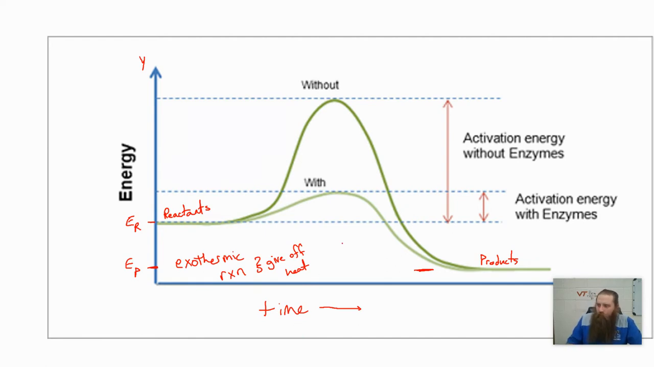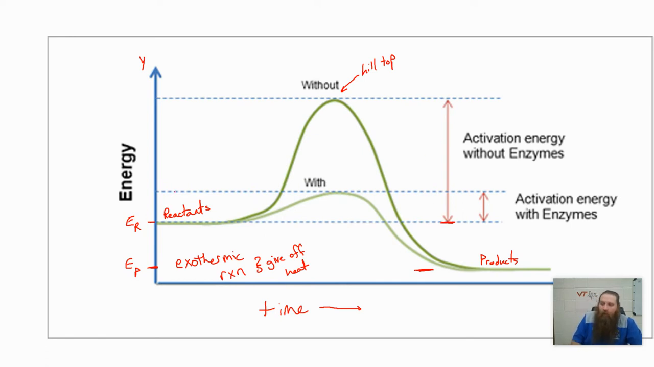Now, as far as the catalyst, you can see we've got two lines here, a dark green line and a light green line. The dark green line is how much energy is required to start the reaction without a catalyst. The distance from the energy of the reactants to the very top of this hill, the hilltop, is the activation energy.